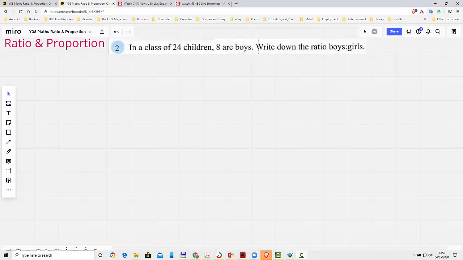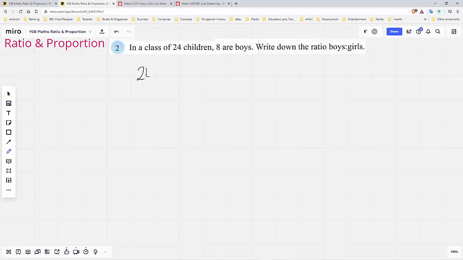In question 2, there are 24 children in a class, and 8 of them are boys. And you're asked to work out the ratio of boys to girls. Now note, it's boys to girls, not boys to the whole class. So the first thing we need to do is to work out how many girls are in the class. So let's write down our 24, take away the 8 boys, and we're left with 16 girls.